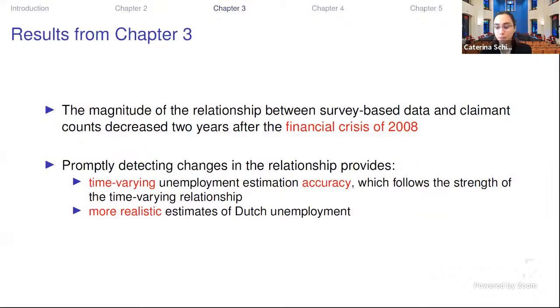And this also explains why the claimant counts in the middle of the period are much lower than the survey-based series. And what we also find is that if we account for this time-varying relationship, we get more accurate estimates of Dutch unemployment at the beginning and at the end of the period, where the series are much closer to each other, intuitively because the claimant counts are much more informative about the level of Dutch unemployment, and less accurate estimates in the middle of the period. And this lower accuracy reflects the economic uncertainty of that period triggered by the financial crisis. However, what we also see is that at each point in time, we get more realistic estimates of Dutch unemployment, intuitively because a time-varying relationship between the two series is more realistic than a time-constant one.